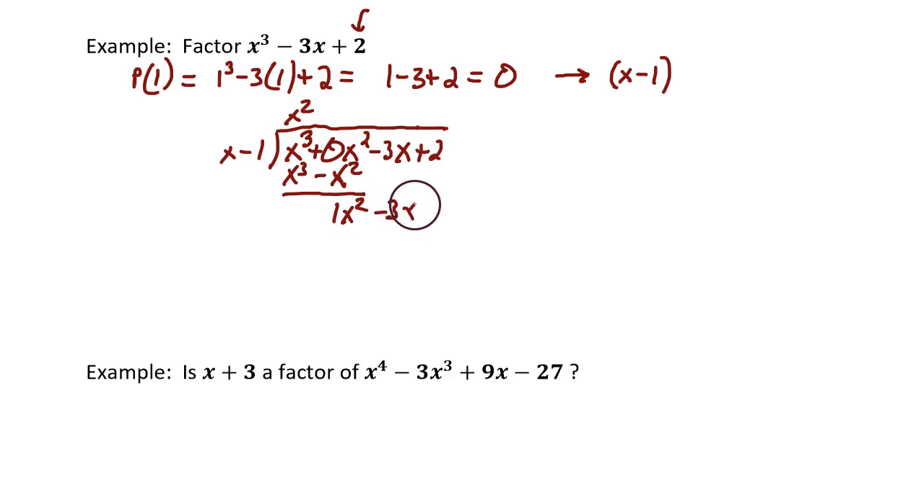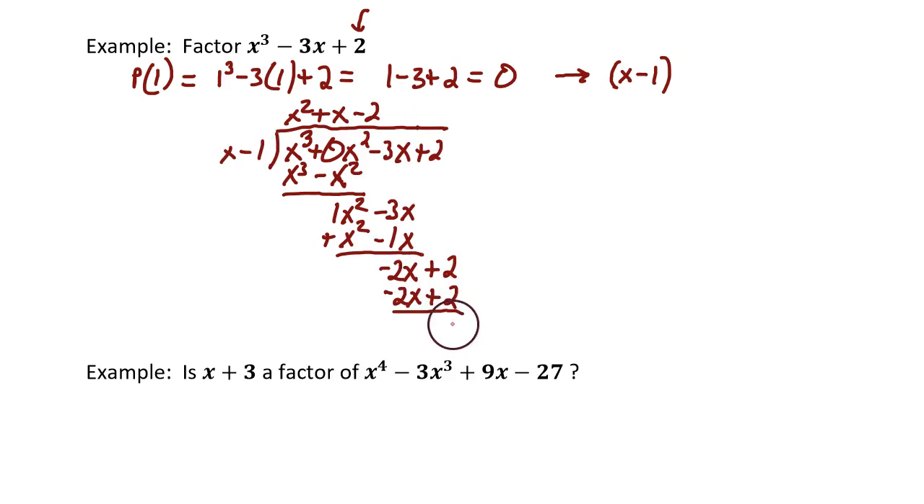Bring down the minus 3x. X times positive x makes positive x squared. X times negative 1 is negative 1x. Now subtract. Negative 3x subtract negative 1x is negative 2x. And bring down the positive 2. X times minus 2 is negative 2x. And negative 2 times negative 1 is positive 2. When you subtract, you get 0. We expected to get 0 because we knew ahead of time that x minus 1 was a factor.